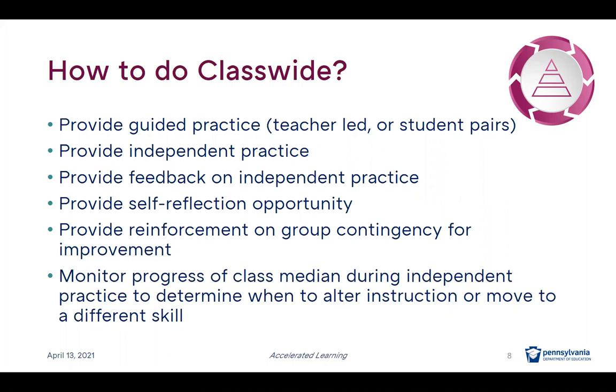Once you've established a good class-wide intervention routine, you can replicate that routine again and again with additional content as it comes up. But as we consider the routine for class-wide intervention as a whole, we want to make sure that there's guided practice, independent practice, feedback, self-reflection, and reinforcement.